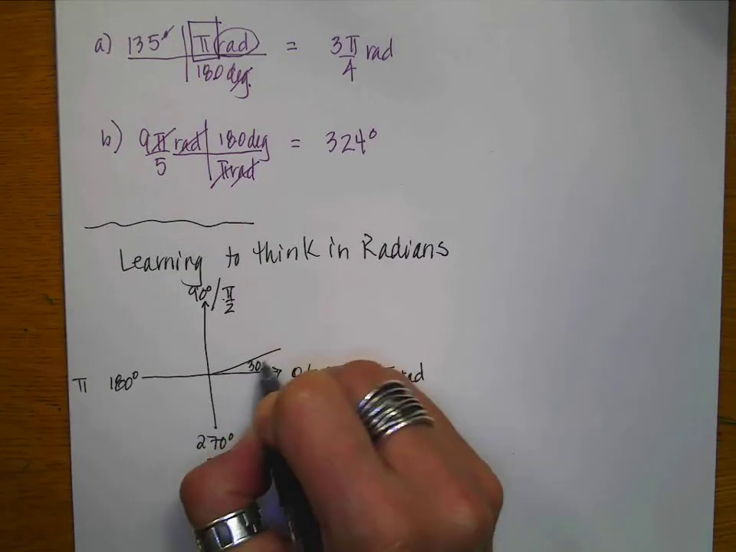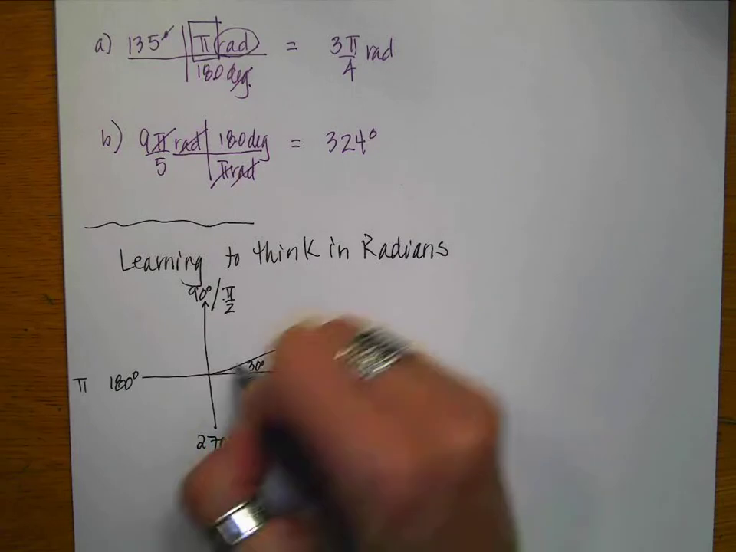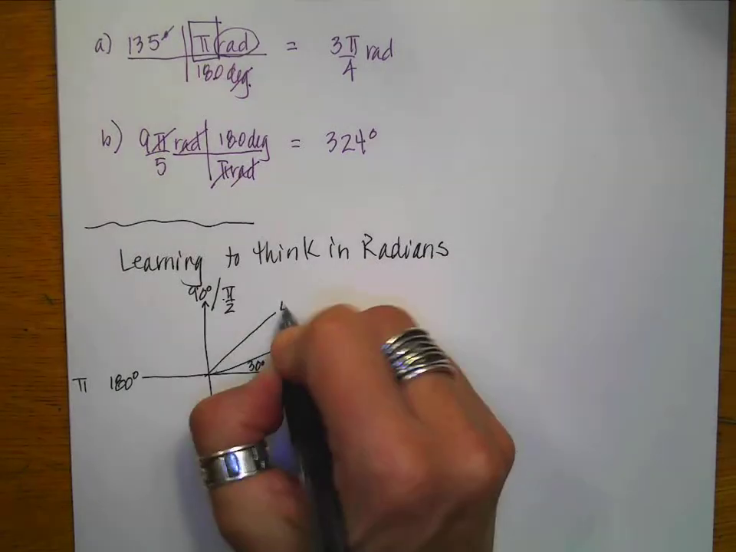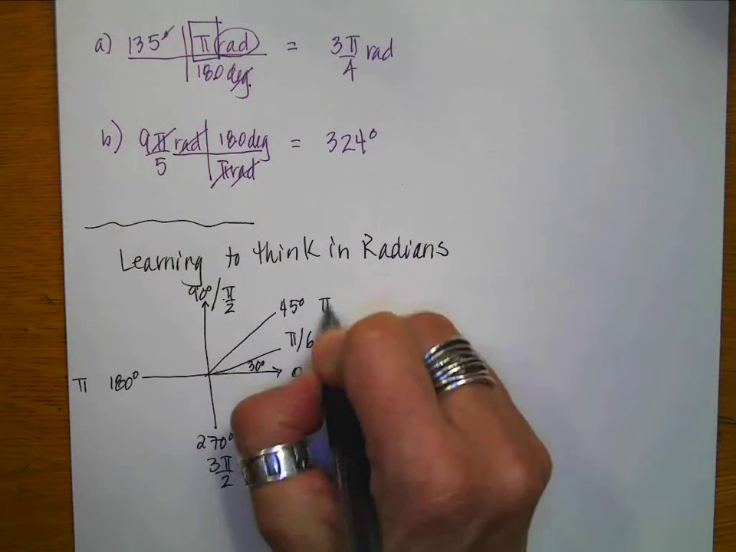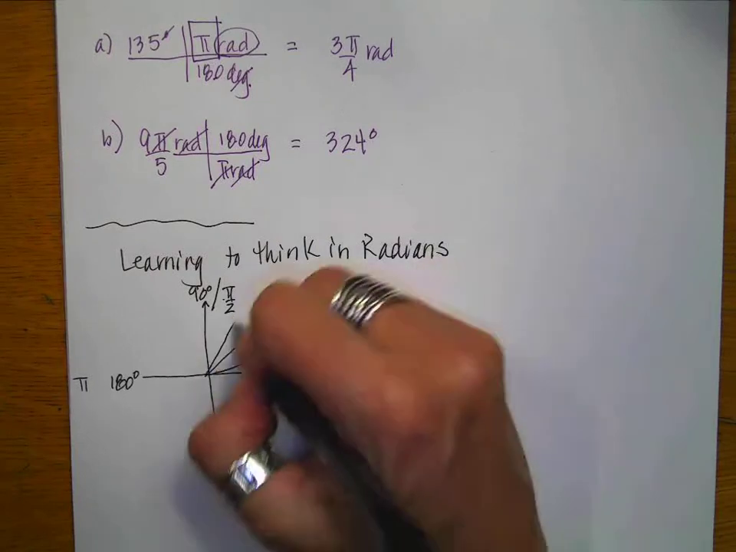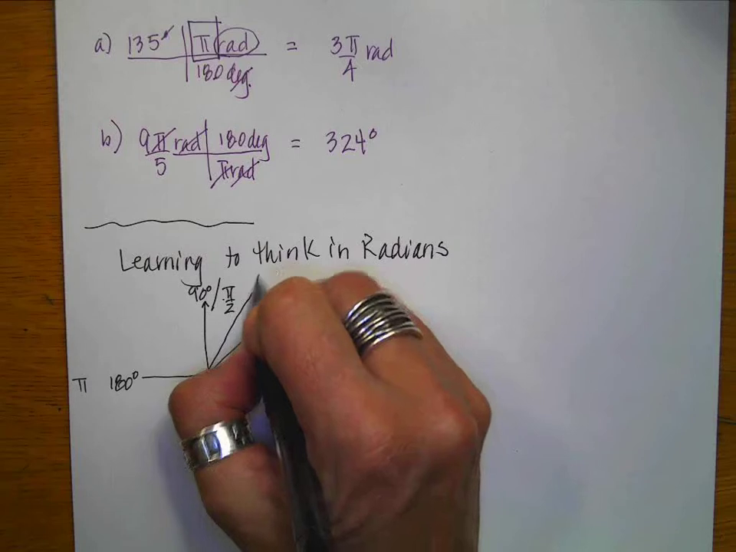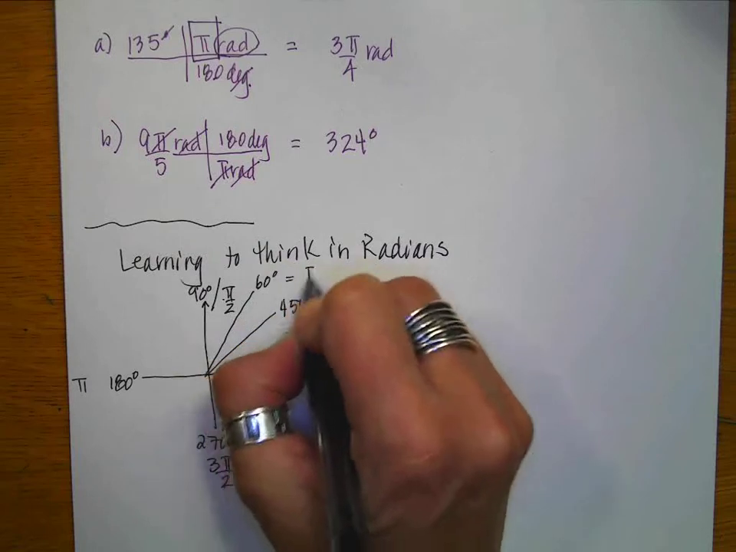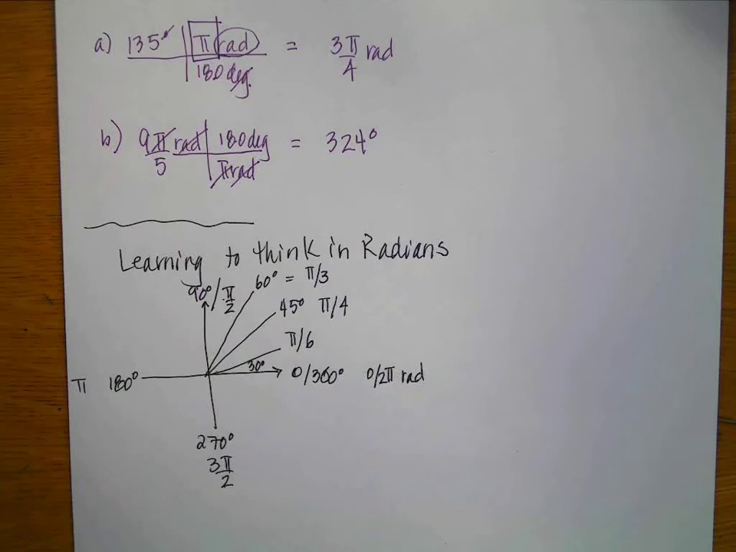And then I only have 3 more. If I have 30 degrees, this is going to be pi over 6. 45 degrees splits the first quadrant. It is pi over 4. And then the last one that you need to know is 60 degrees, and that is pi over 3. I expect you to memorize those today, because from now on, I will be talking about my angles in terms of radians, and you need to memorize just what I've written here, and that's it.